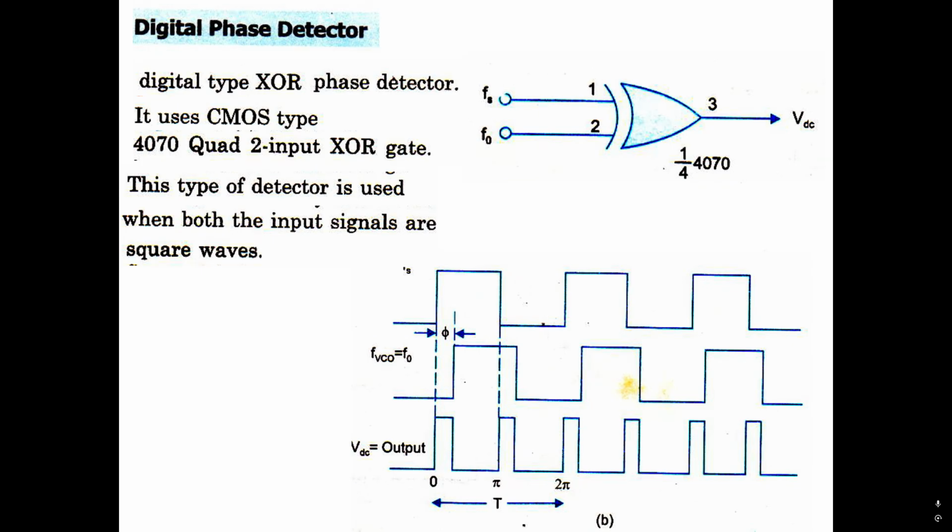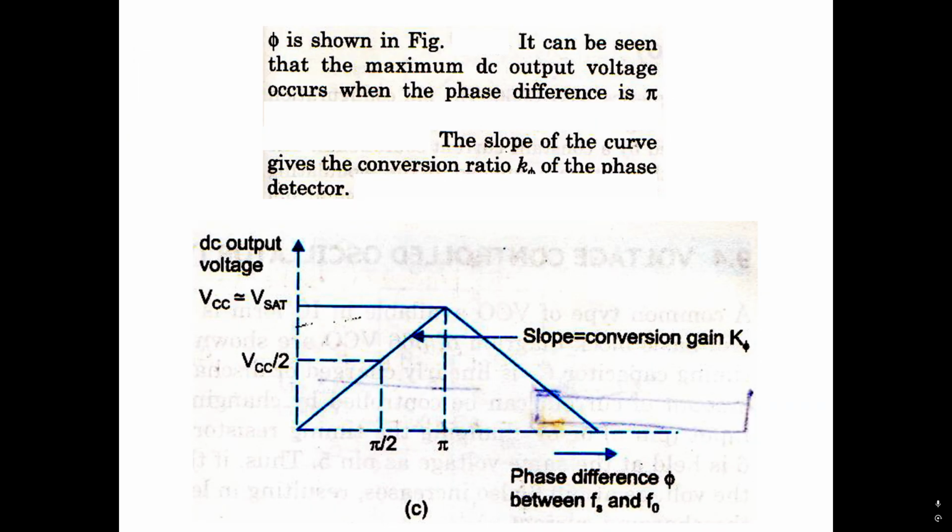Next we have digital phase detector. Digital type XOR phase detector. It uses CMOS type 4070 quad two-input XOR gate. This type of detector is used when both the input signals are square waves. Phi is shown in figure. It can be seen that the maximum DC output voltage occurs when the phase difference is pi. The slope of the curve gives the conversion ratio Km of the phase detector.